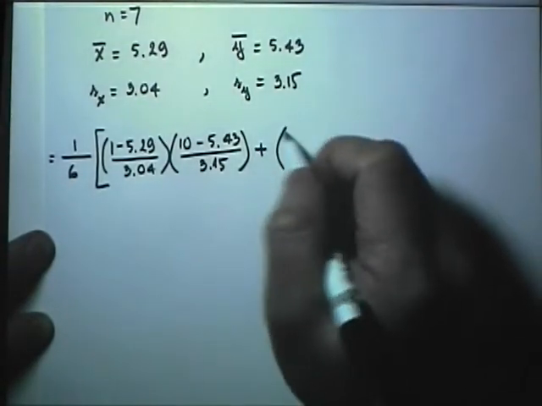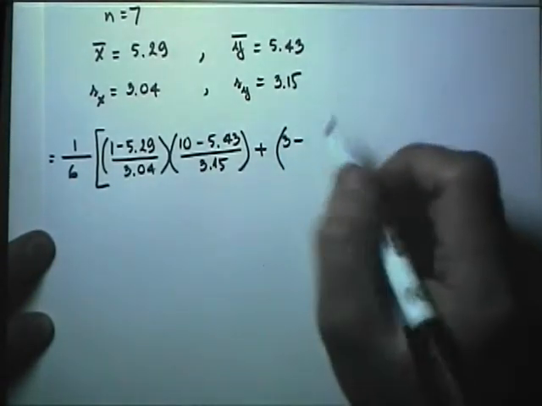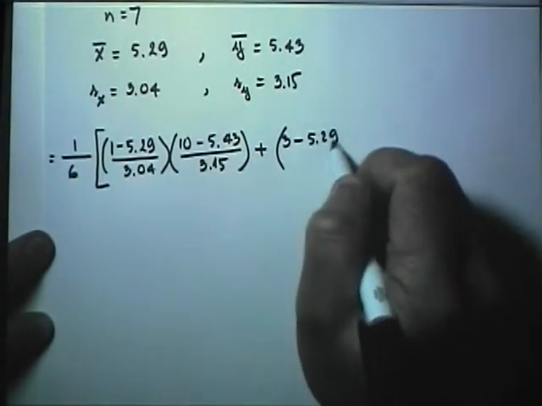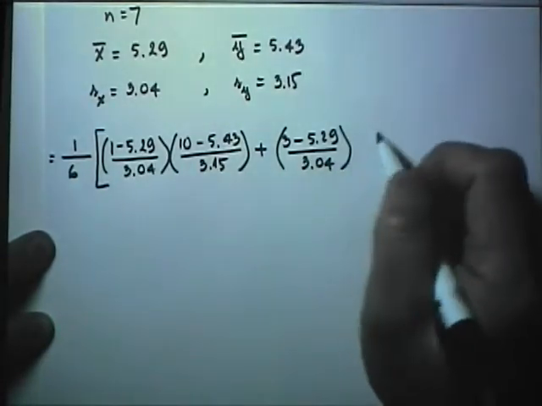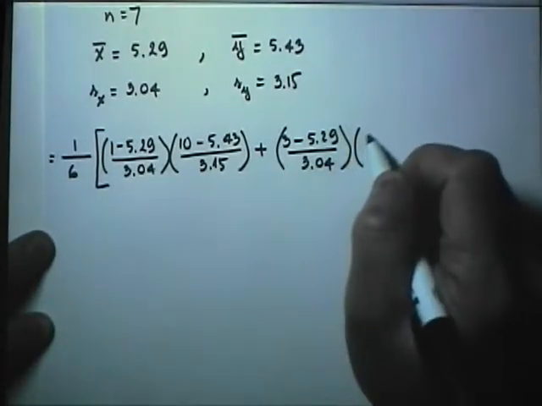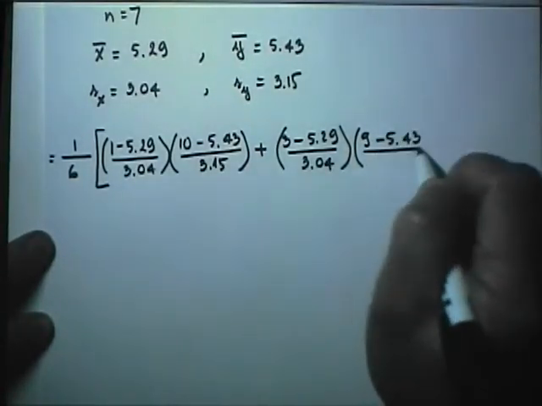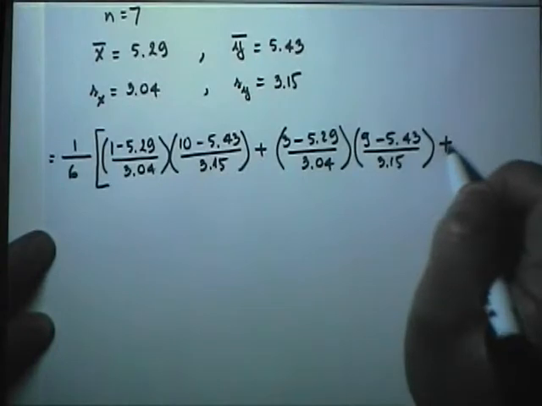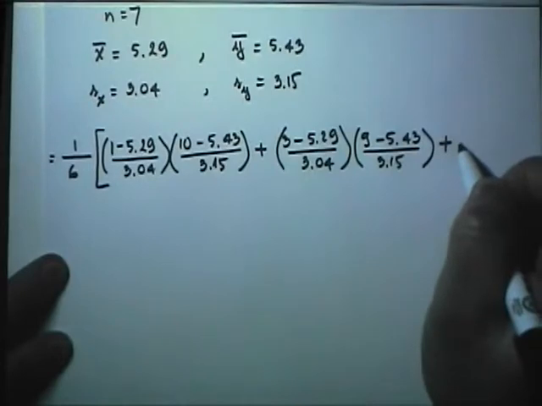Now you can see in my second data point, I'm going to be a little brief here. So 3 minus 5.29 divided by 3.04. And then I'm going to multiply with 9 minus 5.43, divided by 3.15. We have been through two examples already, so I hope you know what we're going to do next.